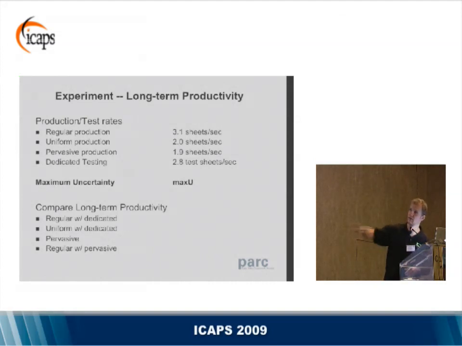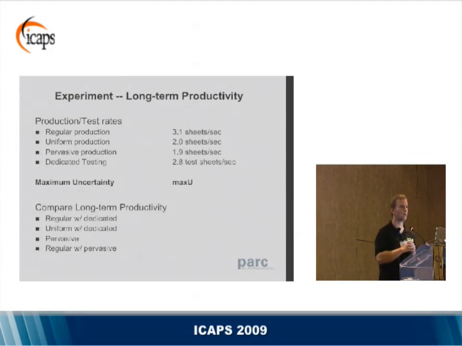So we looked at this in regular production. These are just some indications. The fastest uniform is also quite fast. Then pervasive production is the slowest. And then dedicated testing, where we only do the best for the model adaptation but don't care about production, is also reasonably fast. And we have a maximum uncertainty at any given point, which basically means if we reach this, we can't produce anymore because the system is off in the wild.